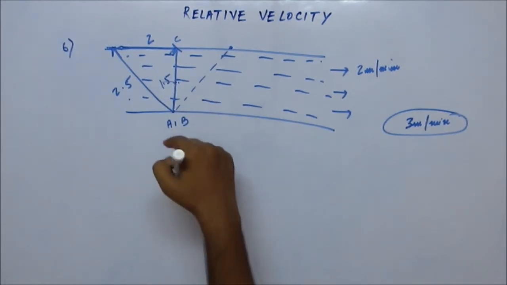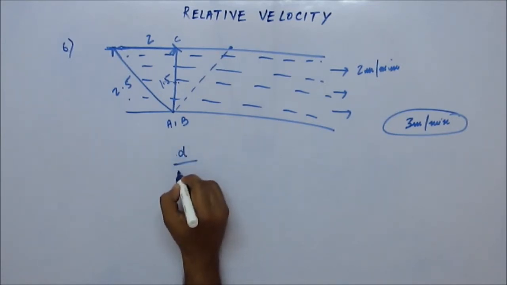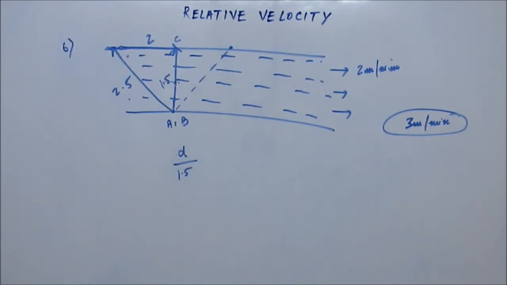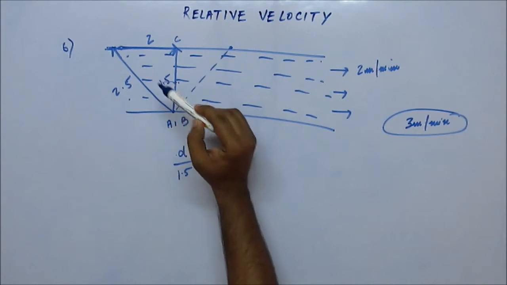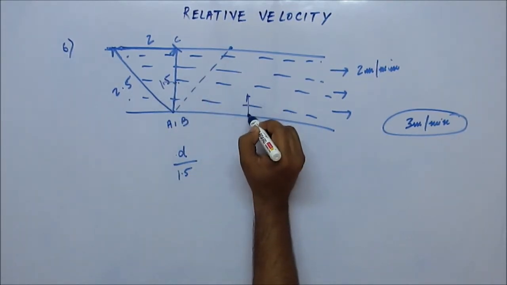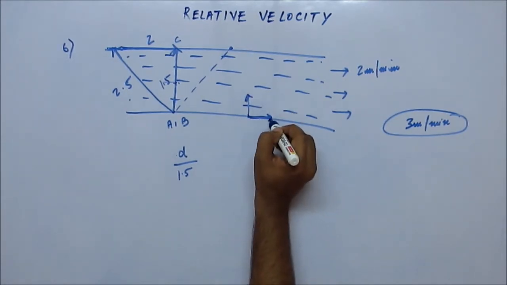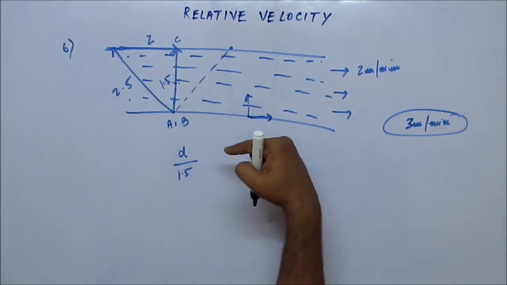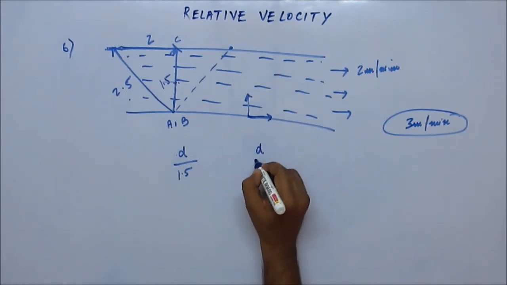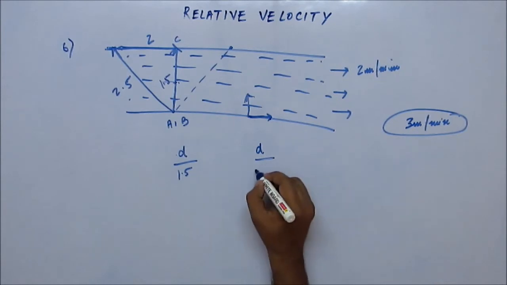So the time taken for A to go to C will be, if the width of the river is d, d upon 1.5. Okay. Now, what about B? B is not going in this direction. B is actually swimming perpendicular, and there is some component in the x direction. So the time taken for B to go to the other side is d upon 2.5, since all of the velocity is along the y-axis.